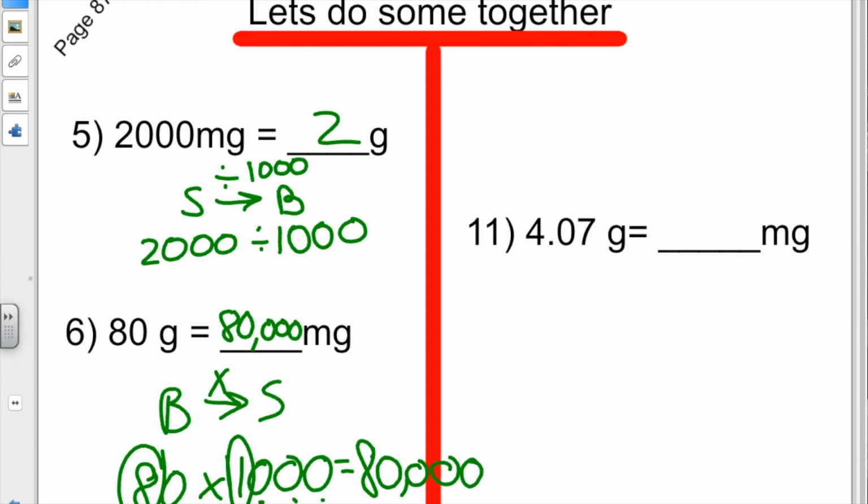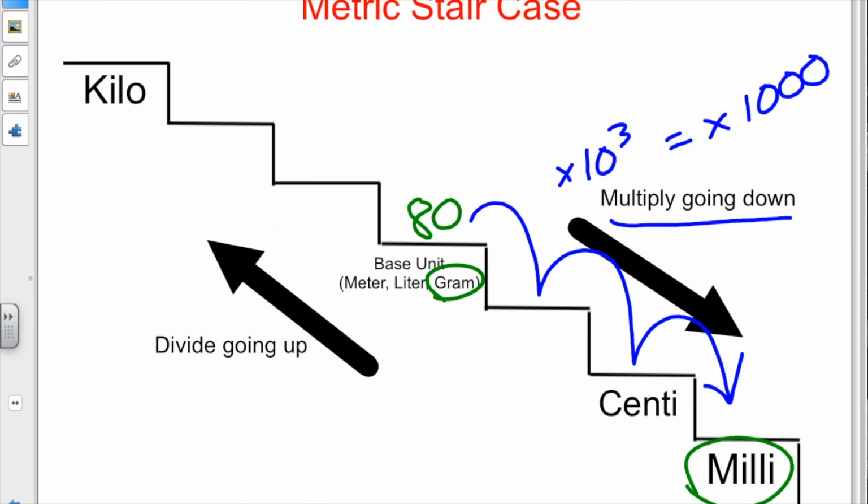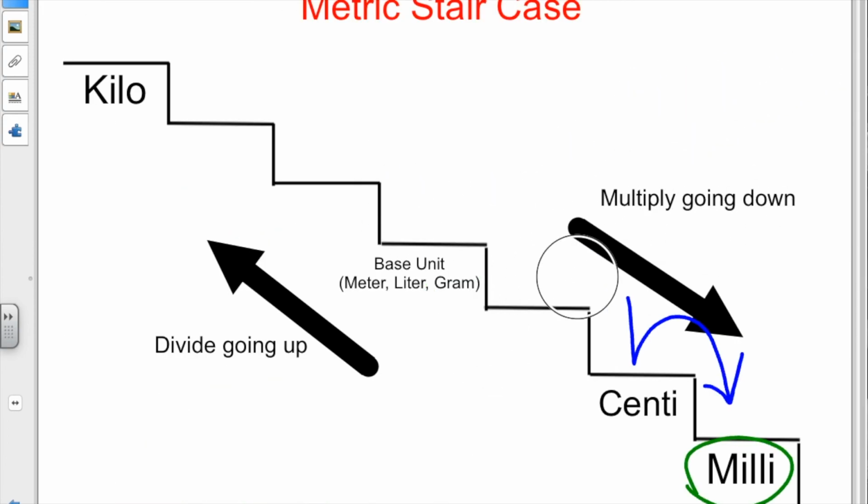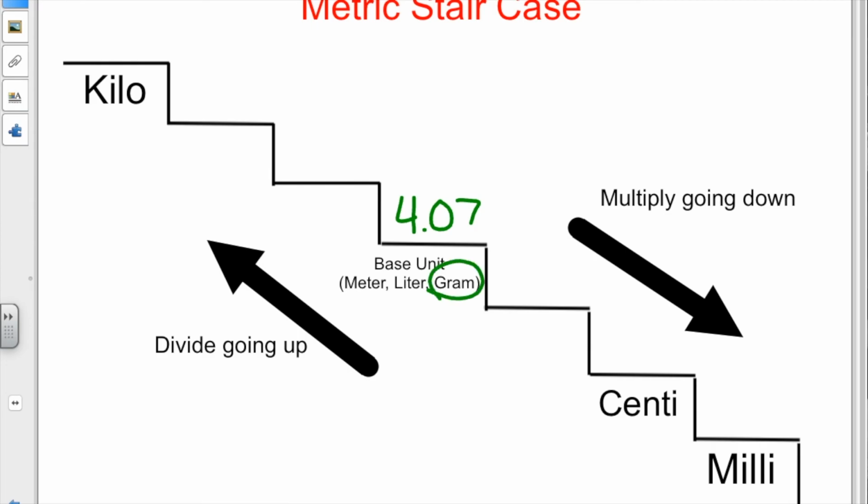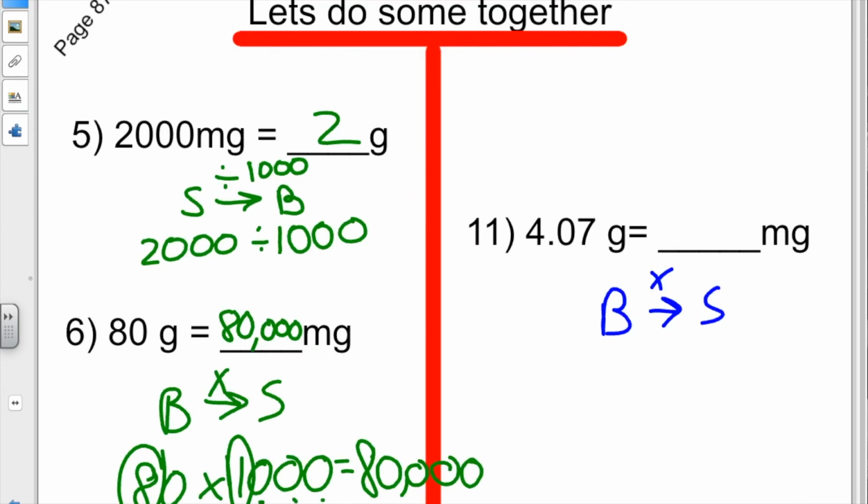All right, I'd like you to try number 11 all by yourself. So please pause the video, allow time for students to do number 11 all by themselves. All right, for number 11, we have grams to milligrams. So grams are bigger, milligrams are smaller, so we need to multiply again. Let's go back to our metric staircase, 4 7/100 grams. I think we're going to milligrams, right? Yes, milligrams.